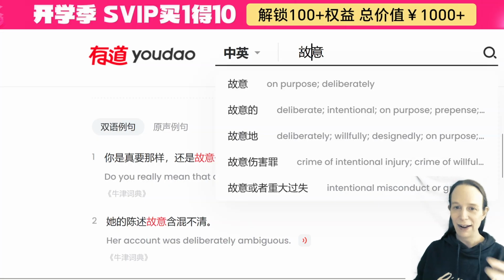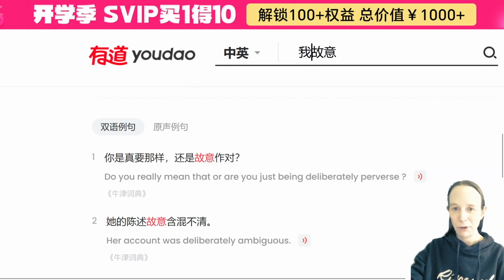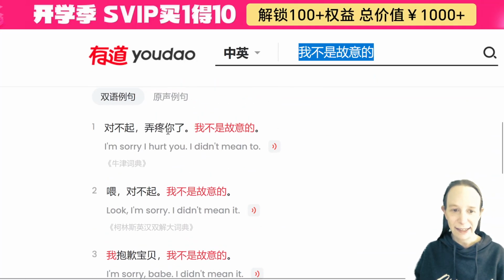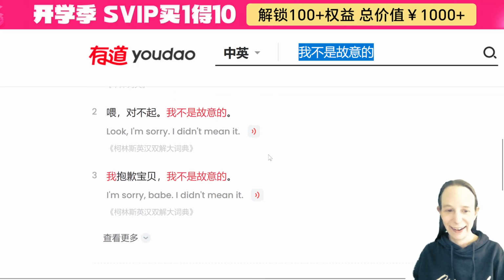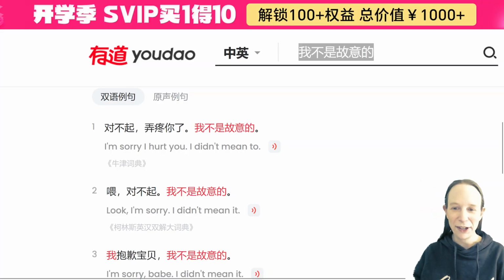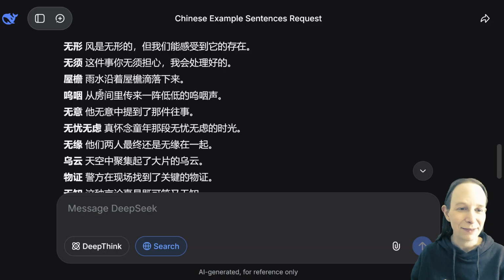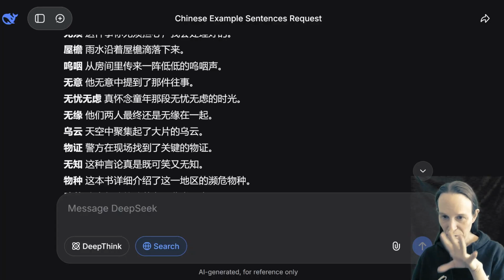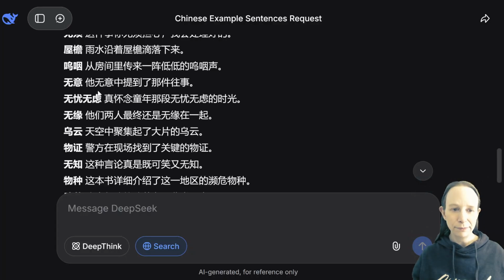And you often have the phrase 我不是故意的, 不好意思, 对不起, 我不是故意的. I didn't do it deliberately. So maybe you bang someone in the noggin and it's like, oh, 不好意思, 我不是故意的, and then everything's fine. All right. Okay, so 无意. So this is unintentional, or you don't have a deliberate plan to do something.